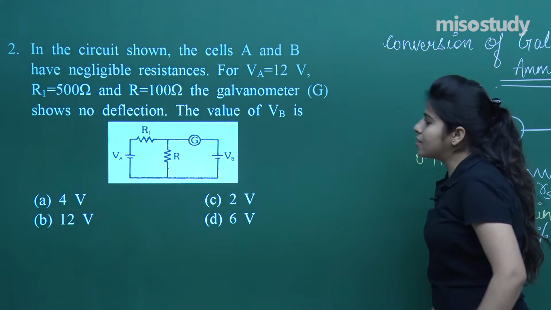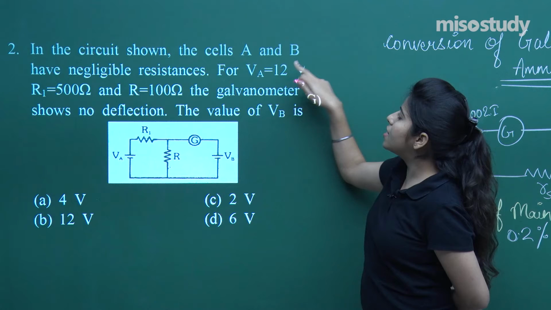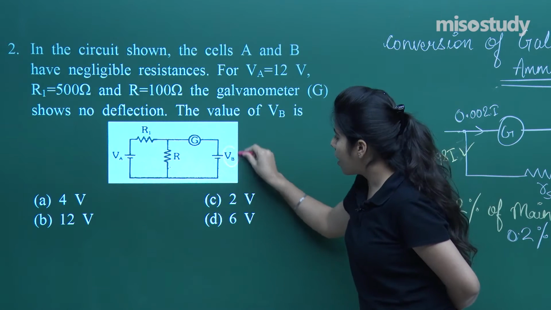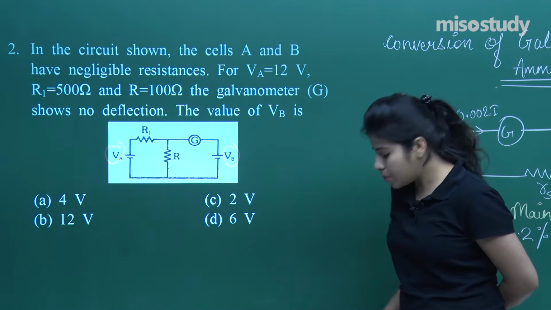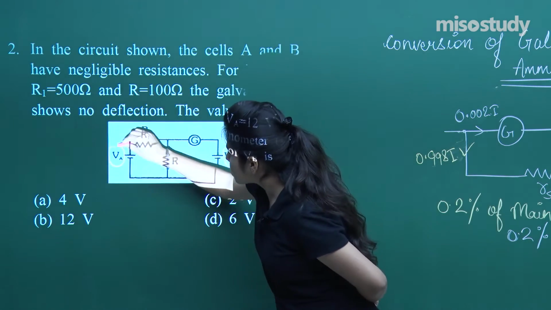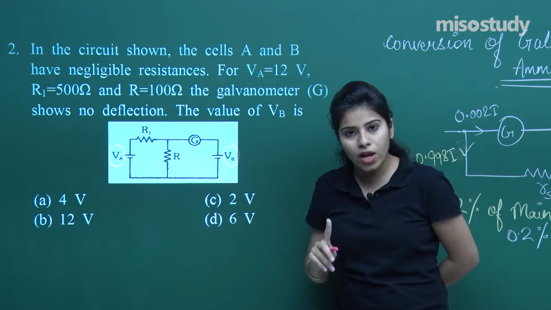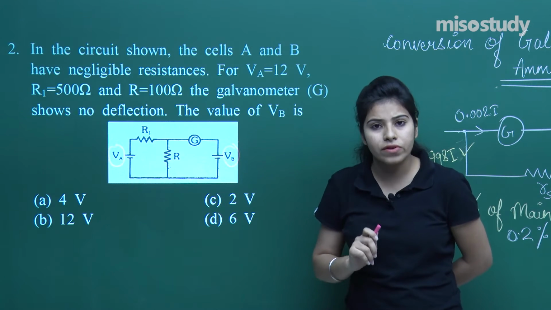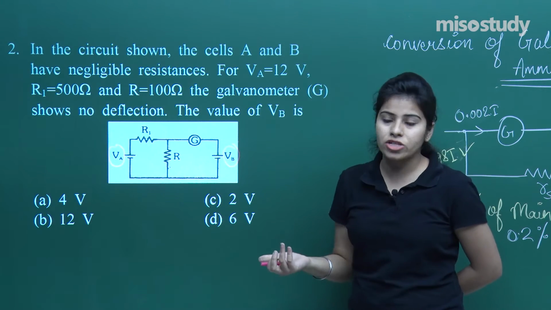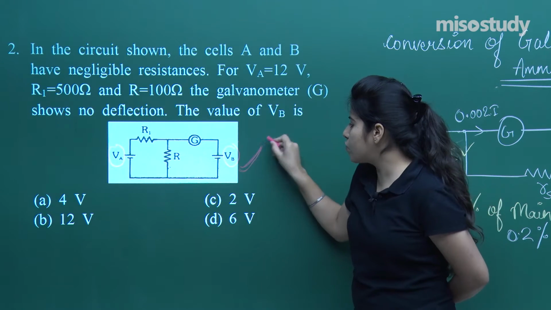So here we have been given a circuit, and in the circuit shown the cells A and B have negligible resistances. For VA equals 12 volt, R1 has been given as 500 ohm. And for R equals 100, the galvanometer shows no deflection. So what will be the value of VB? We have to calculate the value of this VB.